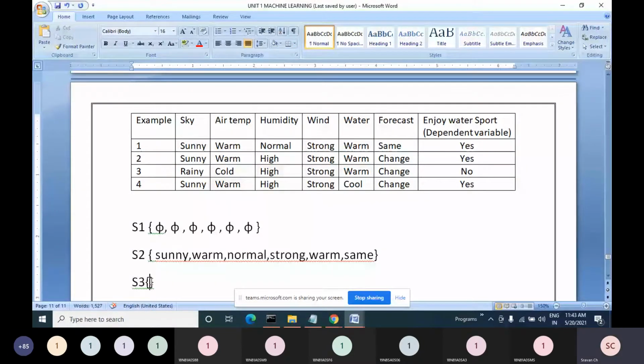Both are same. Write it as it is. Now, what is the second parameter value in the second record? Warm. What is the value here in S2? Warm. Both are same. Write it as it is.